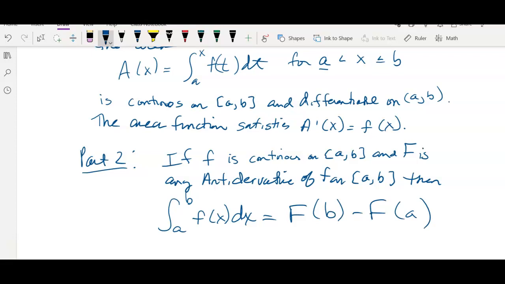And that's what we're going to use right now. So basically, you take that antiderivative and then you plug in your upper limit minus your lower limit of your integral. So we're going to apply this right now.